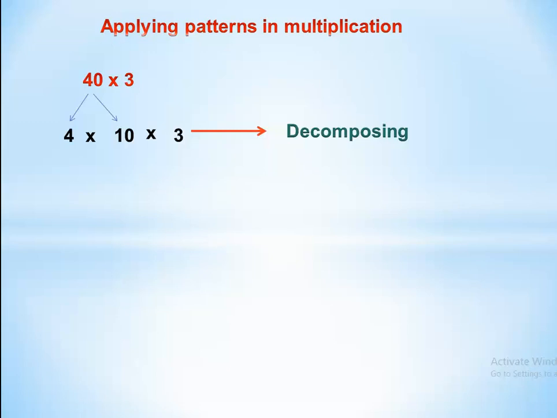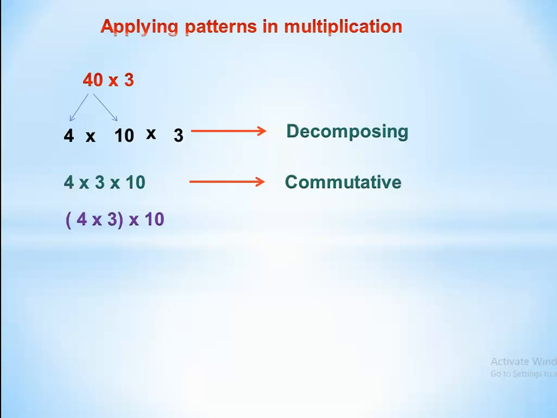Okay, 4 times 10 times the third number. Then use the commutative property to put the two numbers beside each other. So put 4 times 3 times 10. This is the commutative property because we change the places. Okay, group 4 times 3, then multiply by 10. If we make a group, it means we have the associative property. It will be 12 times 10 equals 120.